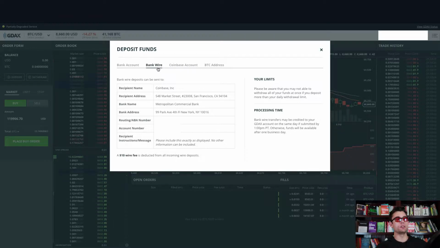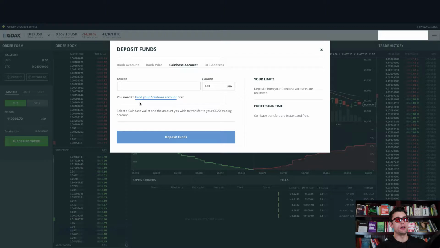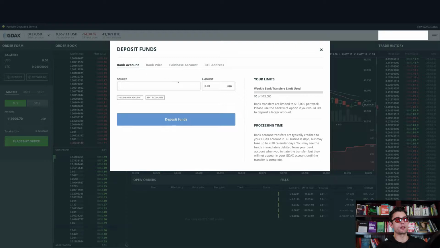What you're probably going to do is either do your bank account or do your Coinbase account. So if you have money in your Coinbase account, in your USD wallet in your Coinbase account, you can just go over here, click this, and then click USD wallet, and then just deposit funds. And if you don't have any money, you can just fund your Coinbase account by clicking this button right here. Or you could go and deposit directly from your bank account by clicking bank account and then deposit funds, after, of course, putting in however much you want to add.